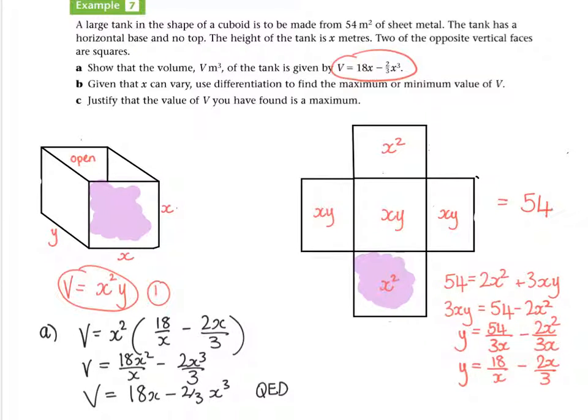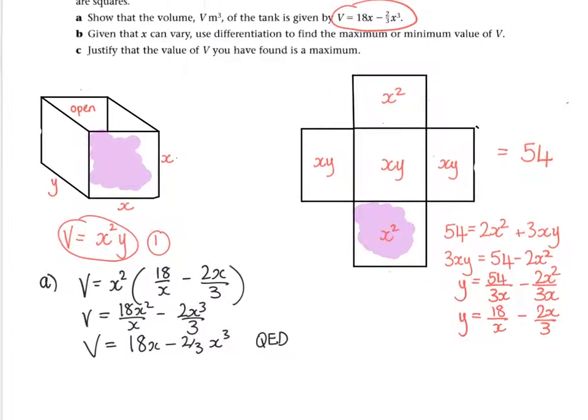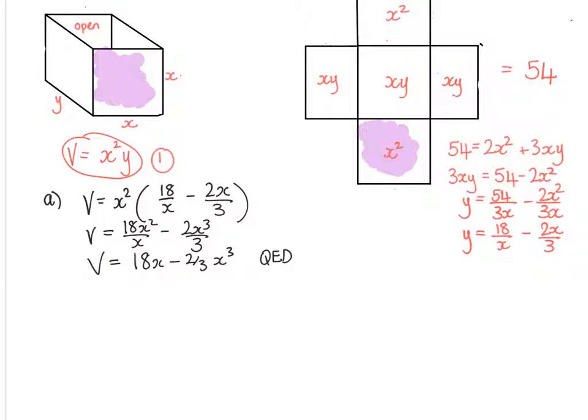Right, moving on to part B then. Given that x can vary, use differentiation to find the maximum minimum value of v. So if it varies, it can get bigger or smaller, but we are able to work out a maximum or a minimum. So if we work out dv by dx, that's differentiating v with respect to x, that becomes 18 minus 2x squared. And then for stationary values, it's equal to 0.